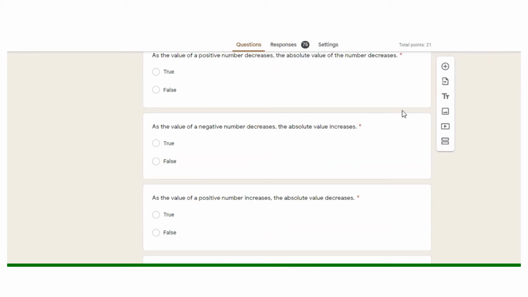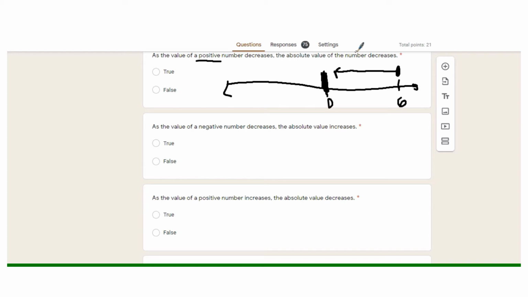So this is the one: as the value of a positive number decreases, the absolute value of the number decreases. I'm going to draw a number line, and I'm going to have 0. To the right of 0, you have positive numbers. To the left of 0, you have negative numbers. So as the value of a positive number decreases, let's say the positive number that we chose is 6. If 6 is decreasing, it's going to be moving to the left. But it cannot pass 0 because once you get past 0, your values are going to be negative, and it says a positive number. So we cannot pass 0.